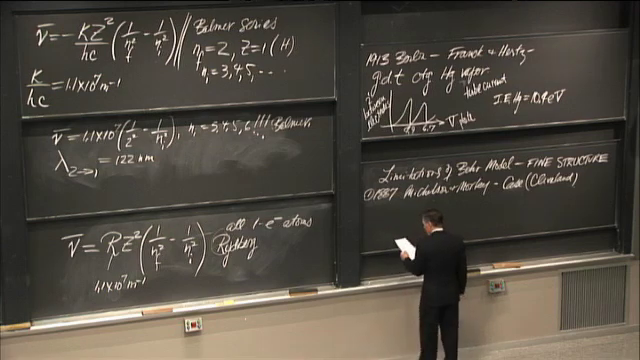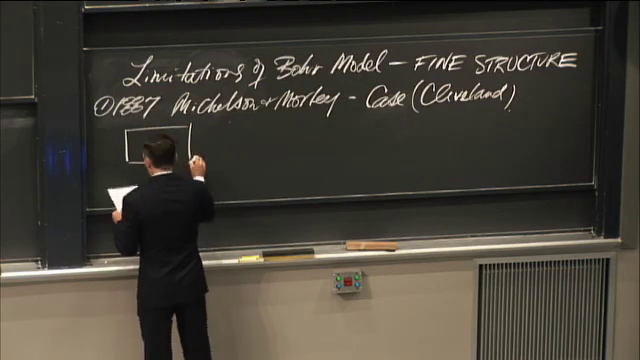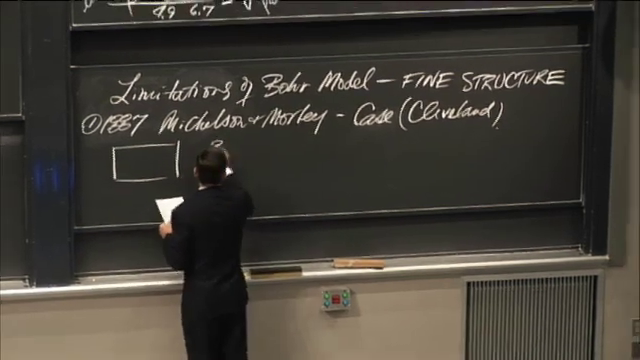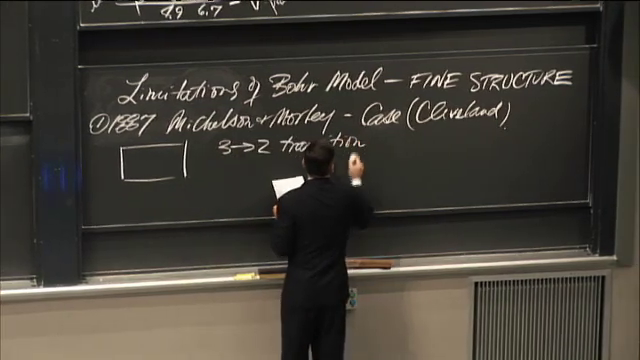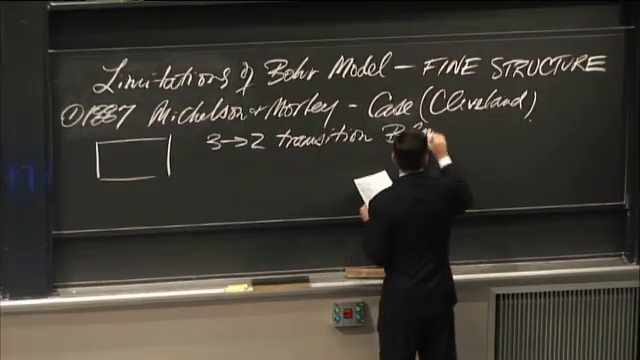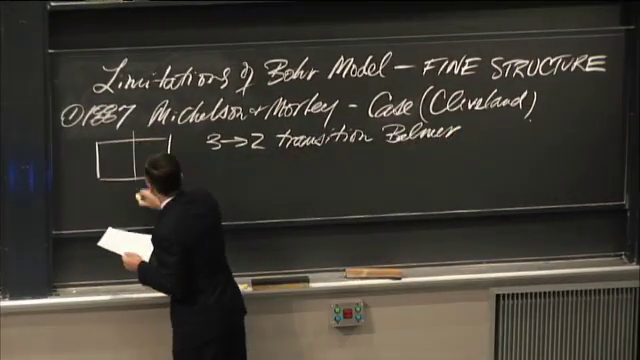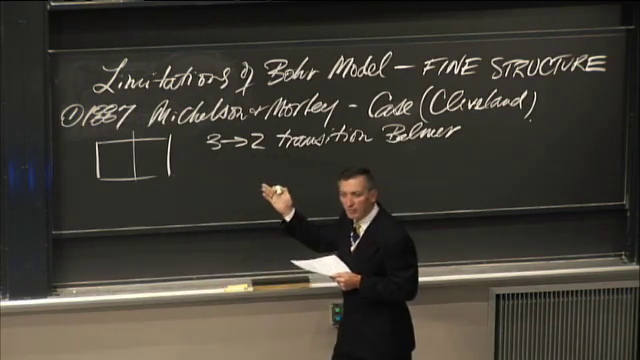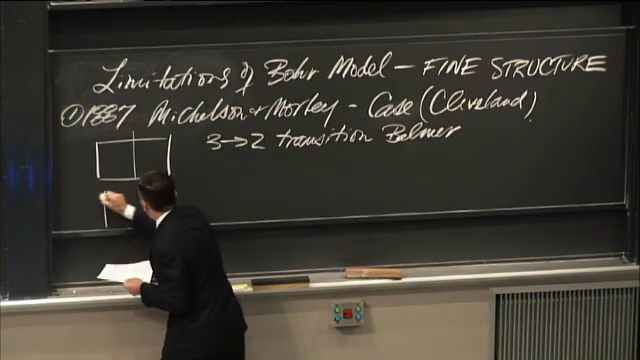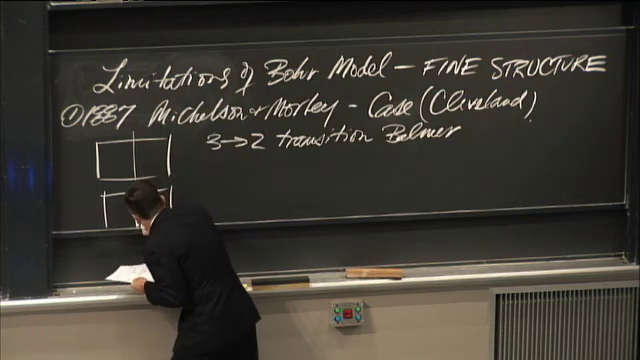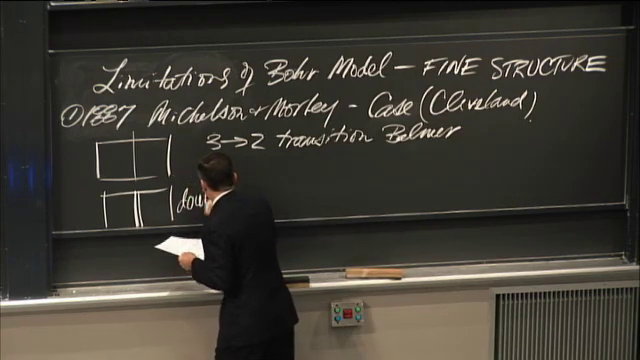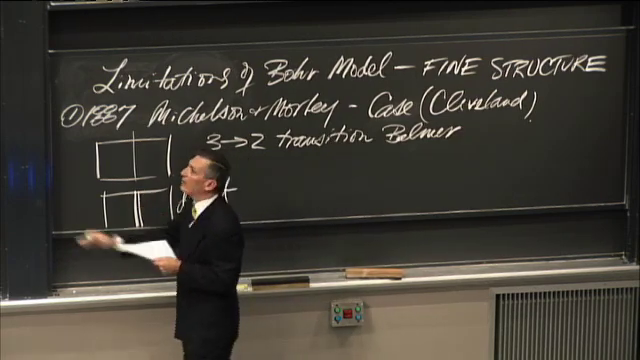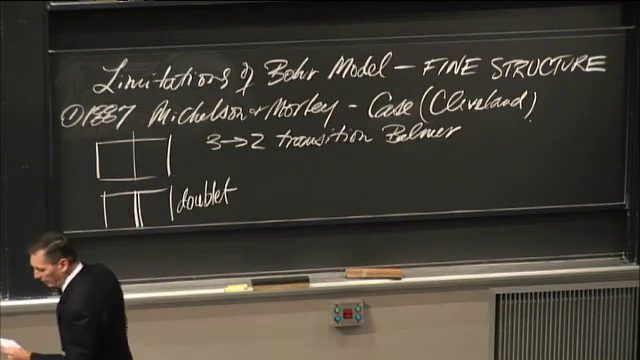But in point of fact, what he found was that if you look at that line, which is really the line for the 3-to-2 transition in the Balmer series, and you look at the photographic plate more carefully, this thing is in fact a pair of lines, but very, very closely spaced. This is known as a doublet. Two lines, very closely spaced, centered at 656 nanometers.